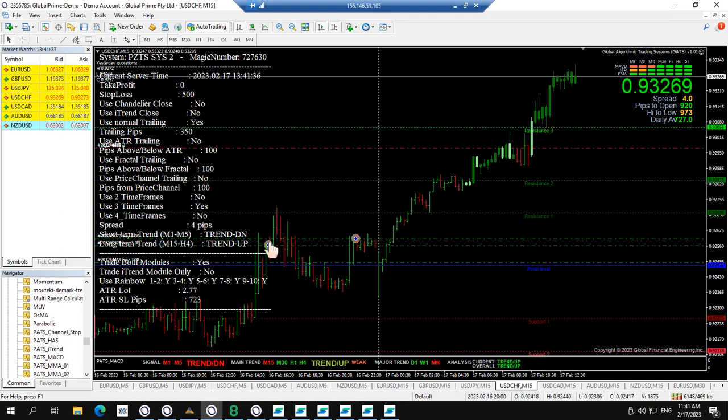Cutting losses short here is important. So a 92 pip advance so far for the day, break above resistance level 3, 35 pip trail, gives me a stop below level 3.